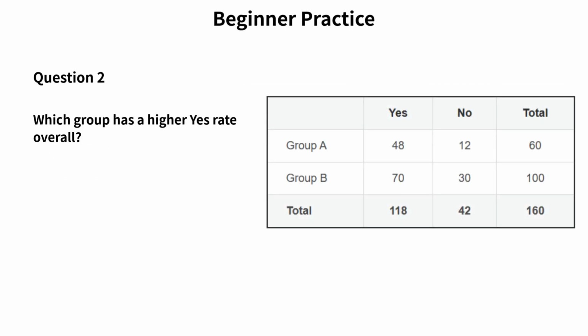Alright, let's move on to beginner practice, question 2. This question looks very similar to the previous one, but the focus is different. So be careful.